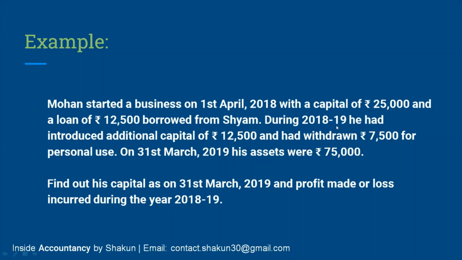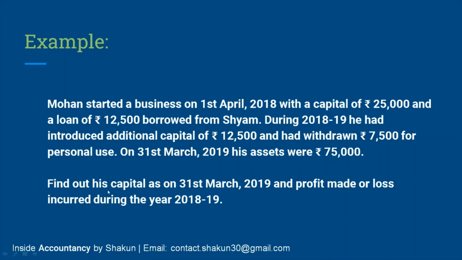During 2018-19, he had introduced additional capital of 12,500. So additional capital is given. He had withdrawn 7,500 for personal use. That means drawings is given. And on 31st March, his assets were 75,000. So his closing assets are given to you in the question. So the opening capital is given, the liabilities are given, additional capital, drawings and closing assets are given.